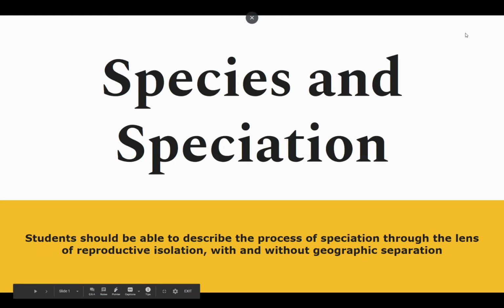Okay, so today we are talking about species and speciation. We're going to talk a little bit about the concept of what a species is, because I know we haven't gotten to ecology yet. But it is important here, and we're going to talk about speciation, which is the process of forming a new species due to the process of natural selection.